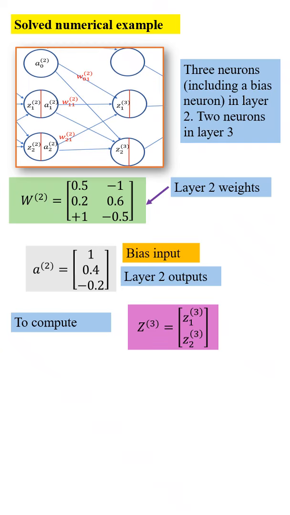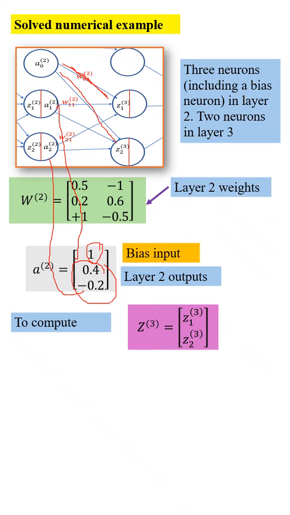Now we look at a solved numerical example on the same setting, where we have 3 neurons here, 2 here. So the weight matrix is given like this, 0.5, minus 1. So what is this 0.5? It is this value, and what is minus 1, it is this value, and so on. And the outputs from layer 2, which are going to the next layer, are these, 0.4, 0.2, and 1 is the bias input. So this is the bias input.